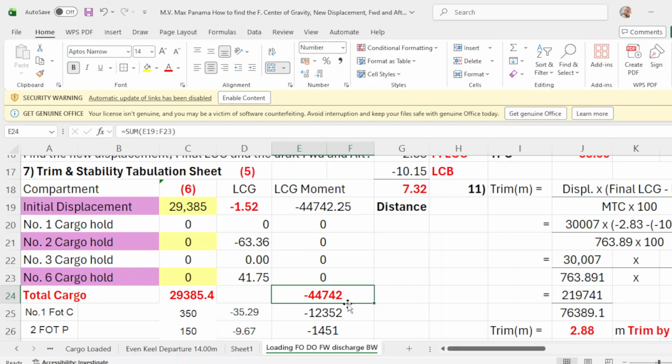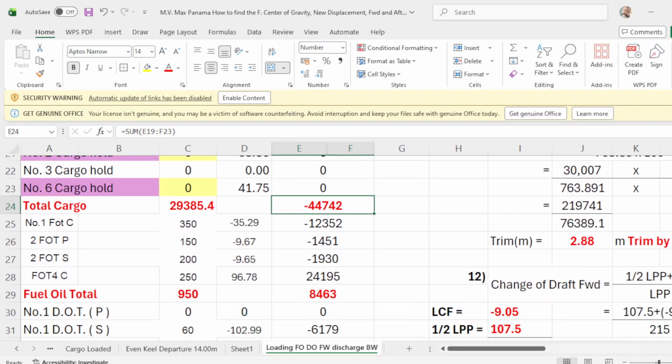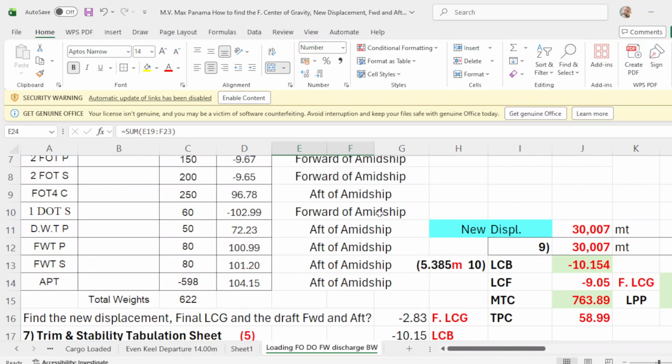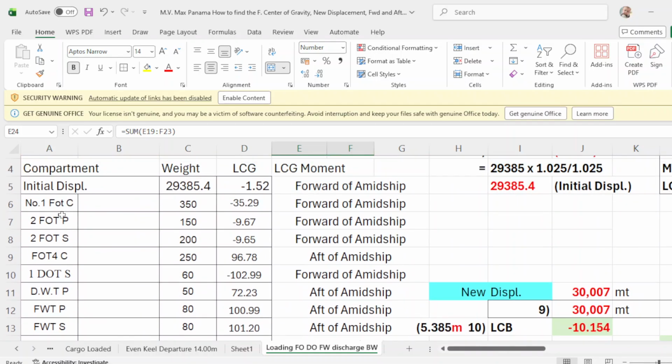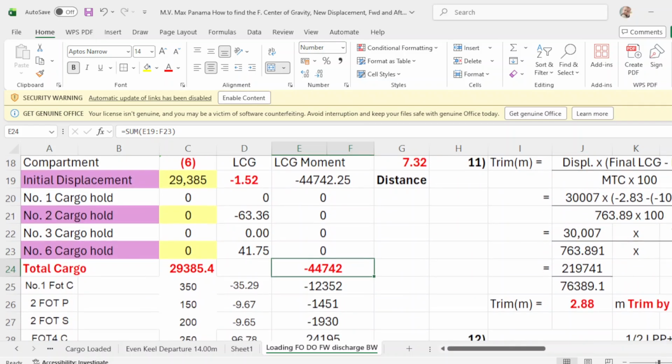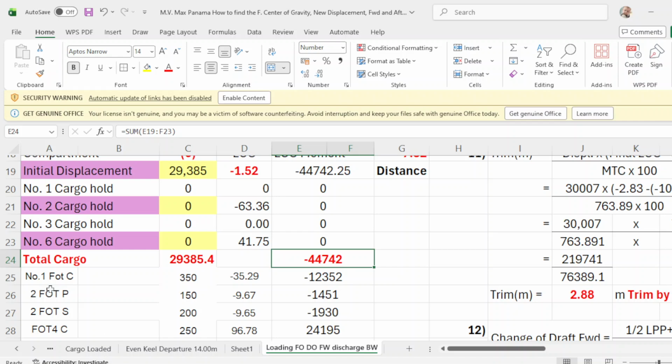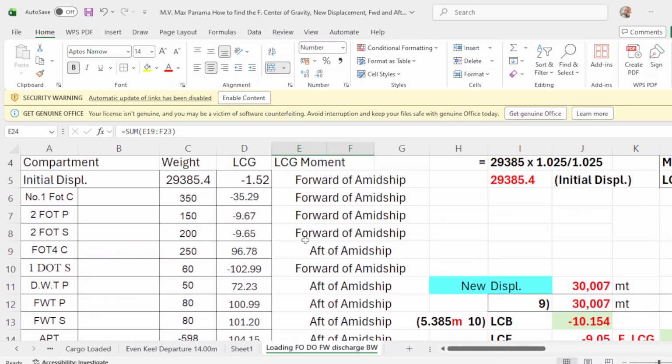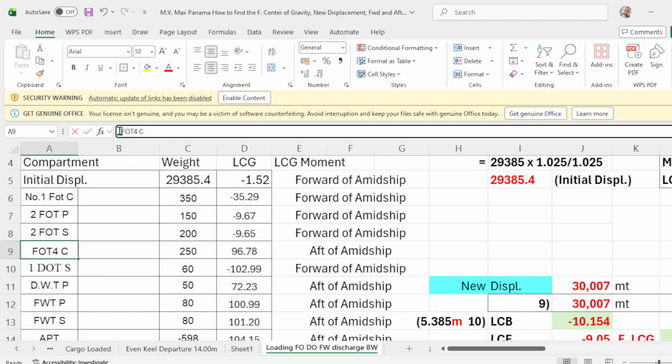Okay, then you apply the fuel oil, which is this one, center to port to starboard, the weight and the LCG. So here you have one center port, okay, 2 port and 4 center. Put this 4, take out this one.